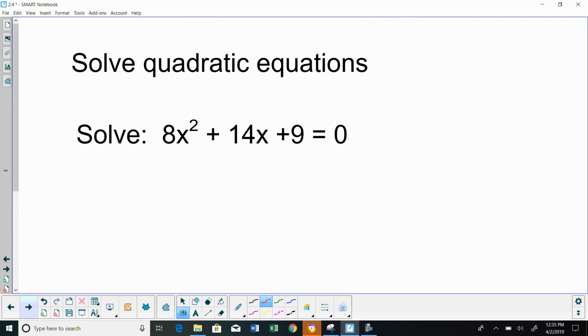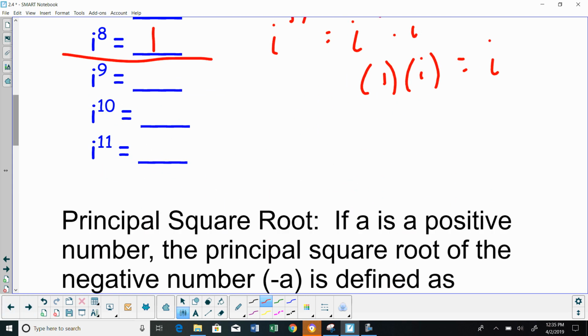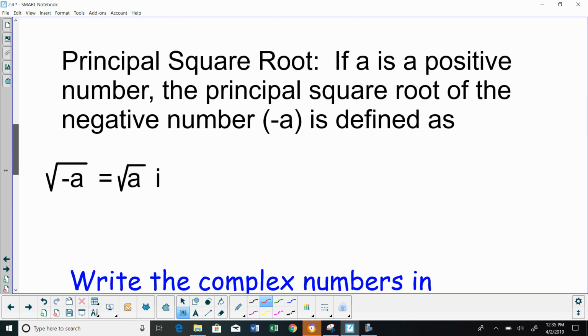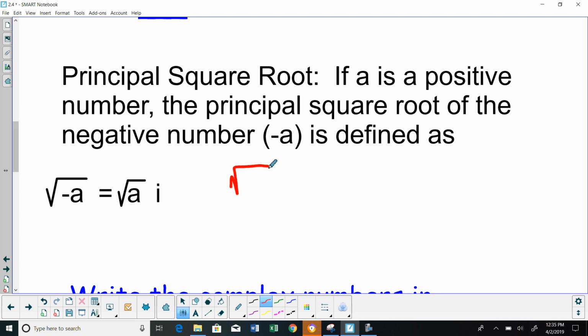All right, so let's talk now about solving quadratic equations. Actually, let's talk very briefly about principal square roots. If a is a positive number, then the principal square root of the negative number, -a, is defined as square root of -a is equal to square root of a times i. And we've talked about these. Like if you want to simplify square root of -10, we would split that up into square root of -1 times square root of +10. So that's going to be i times square root of 10.